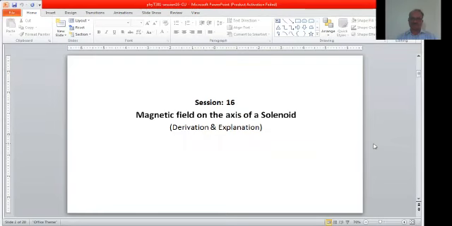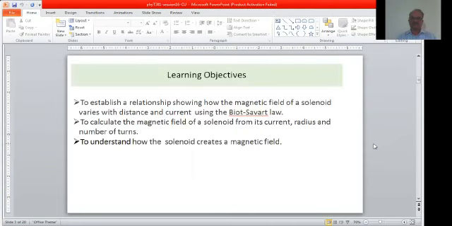This is session 16, and here we are going to study the magnetic field on the axis of a solenoid. So, what are the learning objectives in this class? Now, we have to establish a relationship showing how the magnetic field of a solenoid varies with the distance and current using Biot-Savart's law.